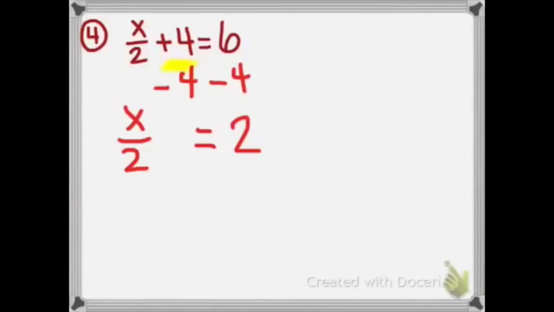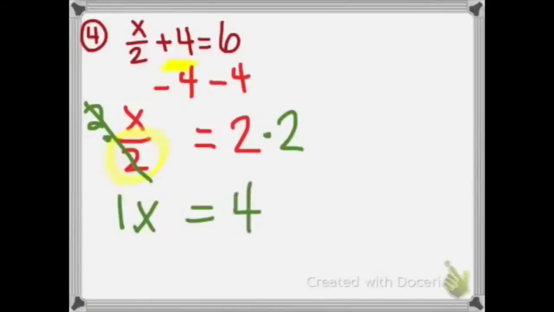Alright, now we do step number 4. Multiply or divide the number with the variable. So here this says divide by 2. So we're going to do the opposite. And the opposite of divide by 2 is multiply by 2. 2 divided by 2 is 1x equals 2 times 2 is 4.